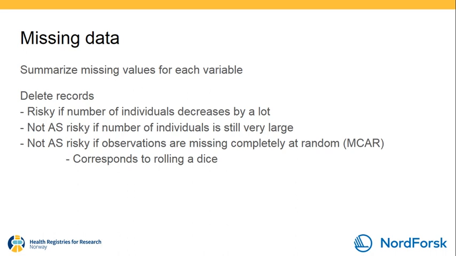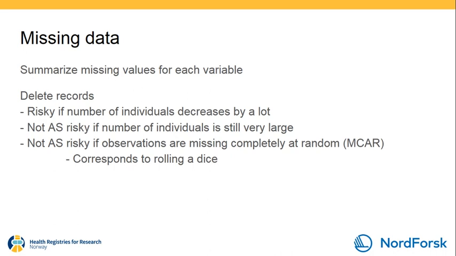And that can be risky if the number of individuals decreases by a lot. So, for example, if you have 2 million individuals in your data and then you have 200 variables, and then you delete everybody with missing on at least one of those variables, then maybe you're left with 500,000 individuals. So that's a problem, right? It's not as risky if the number of individuals is still very large. So if you have 3 million and then you end up with 2 million or something like that, you don't lose all your power, for example, and especially if you have reason to believe that the observations are missing completely at random. That's MCAR, missing completely at random.